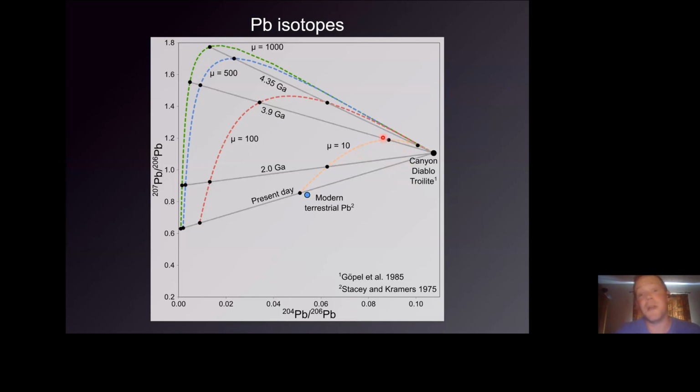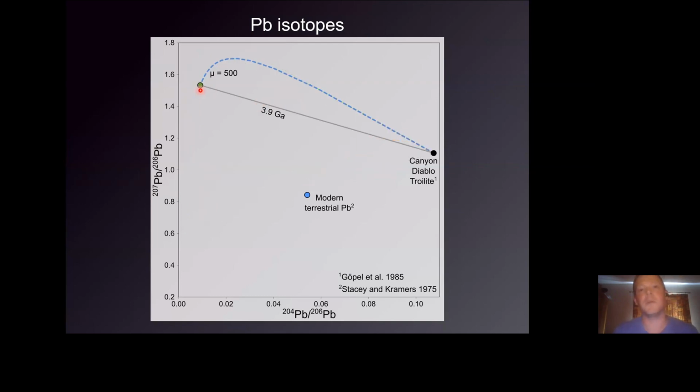For any given time, we can work out what the initial lead composition in a particular source would be. For example, if we have a source with a mu value of 500 that evolves until about 3.9 billion years, and at that point we extract a rock from that source, then the green dot up here is the initial lead composition of that rock. All of the other minerals within the rock would have varying uranium to lead ratios, and would have their own growth curves over time. If the rock is well behaved and hasn't been messed up by too many processes, everything would form a line, which is your isochron.